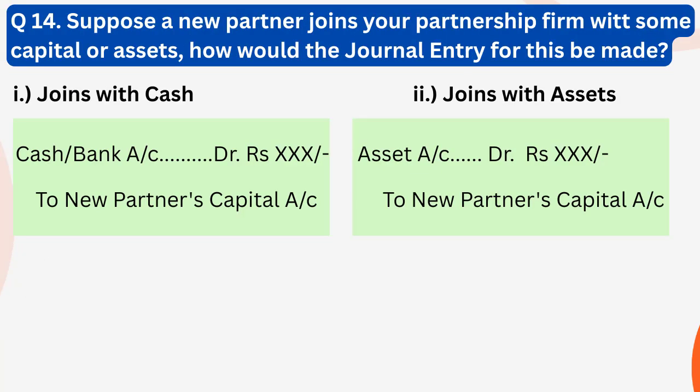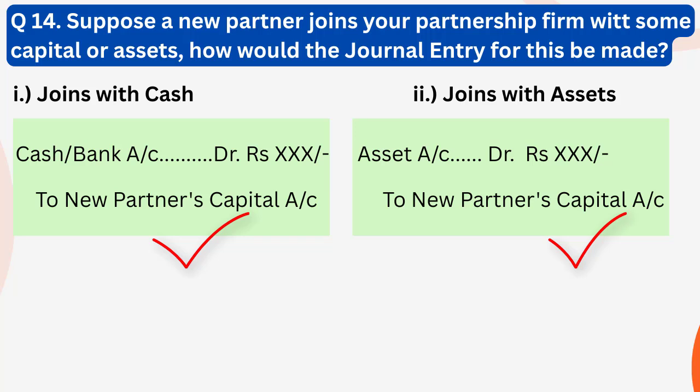Suppose a new partner joins your partnership firm with some capital or assets. How would the journal entry for this be made? Now see, this is pretty simple. When a new partner brings in cash towards his capital, the journal entry would look something like this. And when the new partner brings in certain assets towards his capital, the journal entry would look like this.